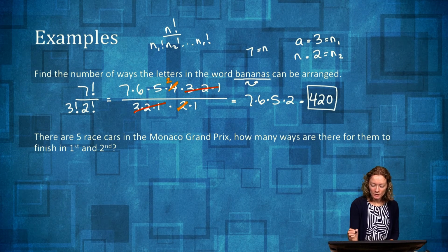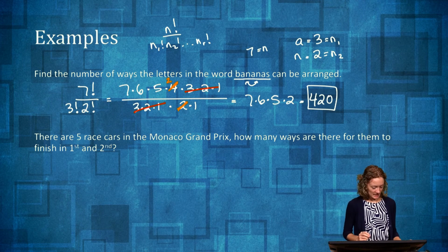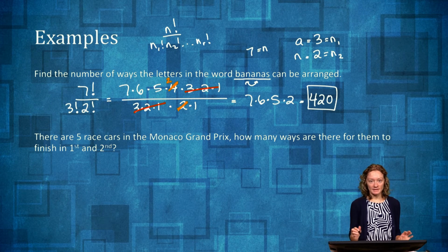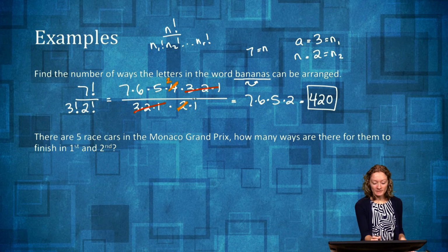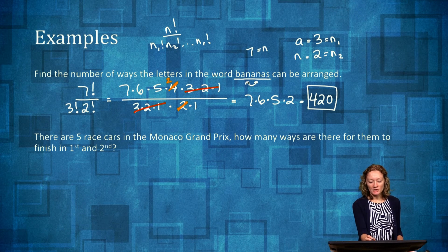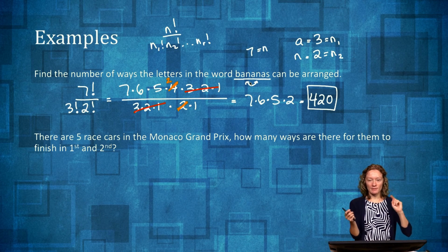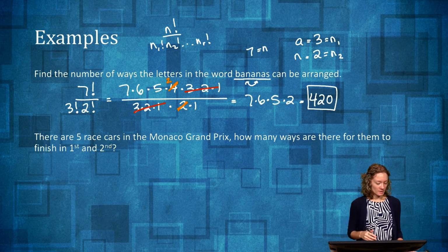420. So there are 420 different ways we can take the letters in the word bananas and rearrange them to get different iterations of the letters. If they were all different, just 7 factorial would be good because there would be no repetition. But there's a lot of places where 2 N's get flip-flopped or 2 A's or multiple A's get flip-flopped, and it's still giving you the same scenario. So that's what we're dividing out.